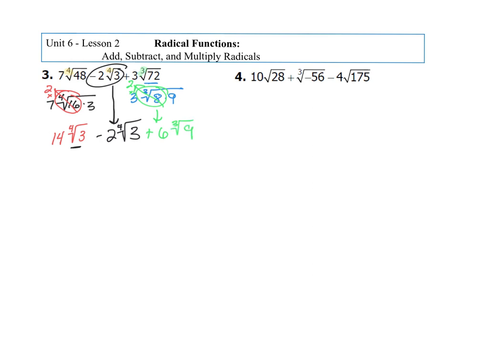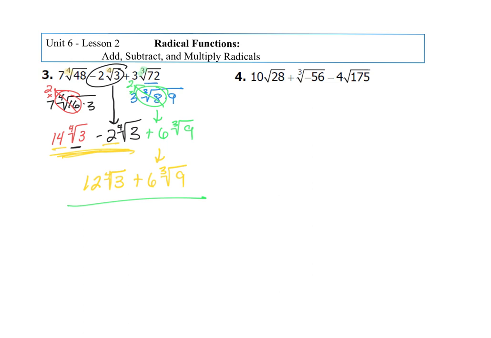Okay, what were the like terms? They were the ones that both had a matching index, 4. So we're going to put together 14 minus 2 is 12. The 4th root of 3 doesn't change. And then we bring down plus 6 times the cube root of 9. Okay, these are not like terms for 2 reasons. They don't have the same index and they don't have the same radicand.